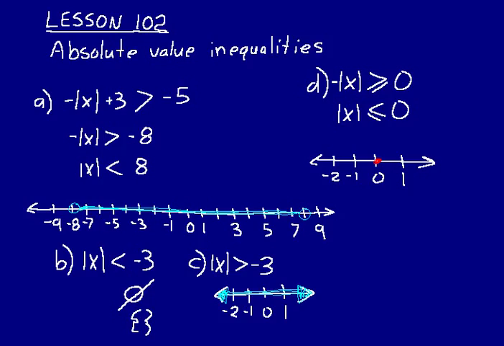So when you're doing these inequalities, just try to remember what absolute value means. Absolute value of any non-zero number is a positive number, and then the absolute value of 0 is equal to 0. Okay, well that's all for lesson 102.